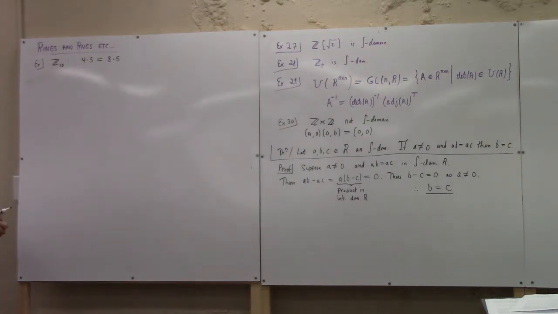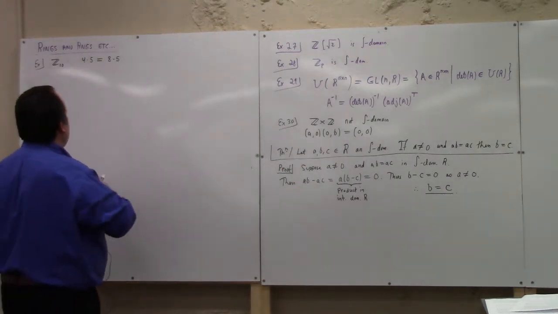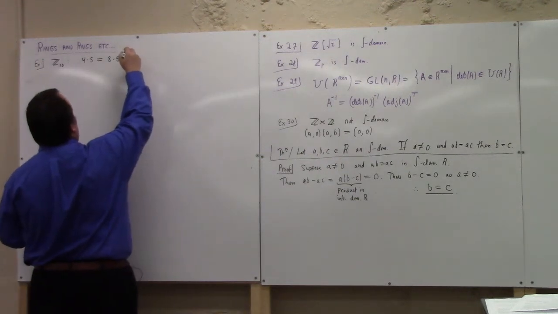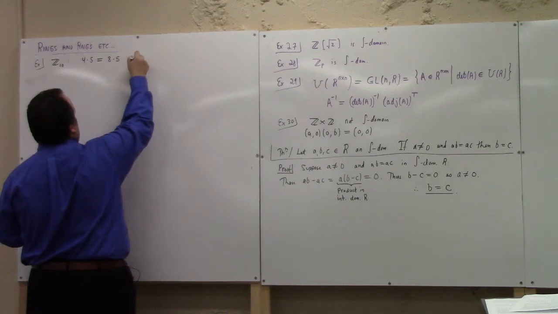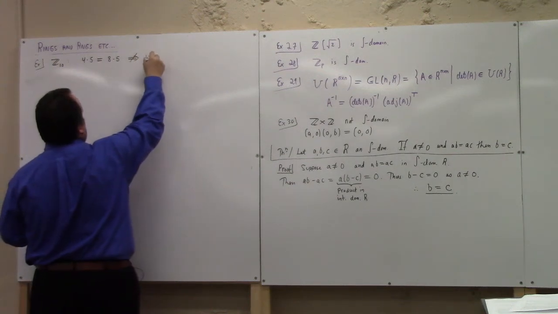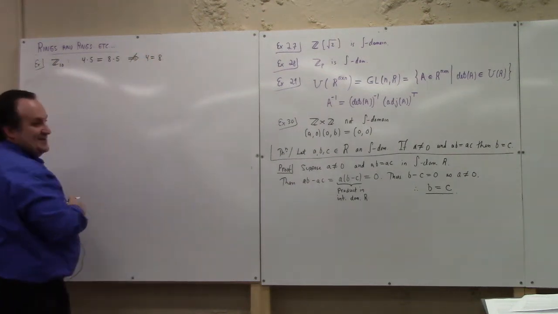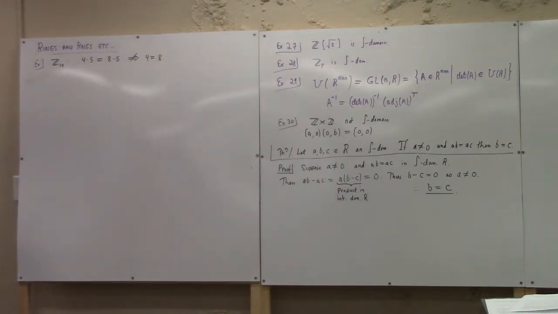A is not equal to 0. So my 5 is like my A, right? This does not imply 4 equals 8. I mean, 4 is not equal to 8 in Z10. The reason this is happening to us is because Z10 is not an integral domain. It doesn't have the cancellation property.